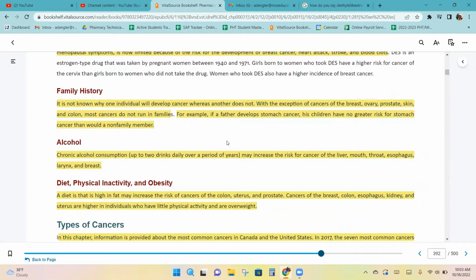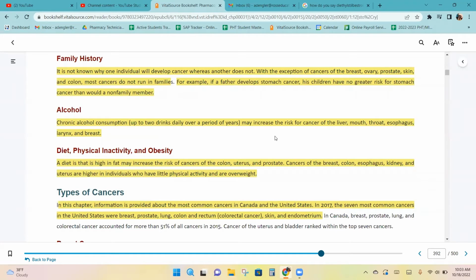It is not known why one individual will develop cancer, whereas another does not. With the exception of cancers of the breast, ovary, prostate, skin, and colon, most cancers do not run in families. For example, if a father develops stomach cancer, his children have no greater risk for stomach cancer than a non-family member would.